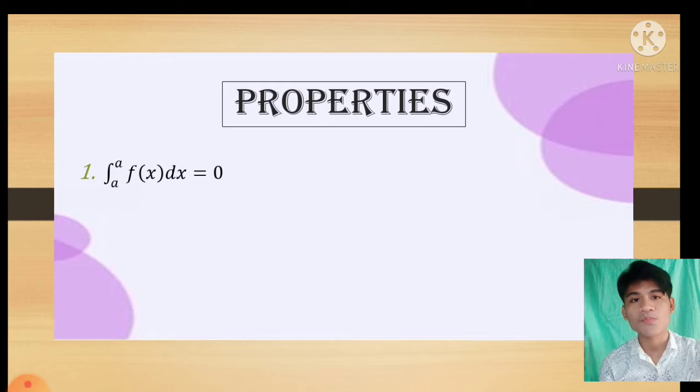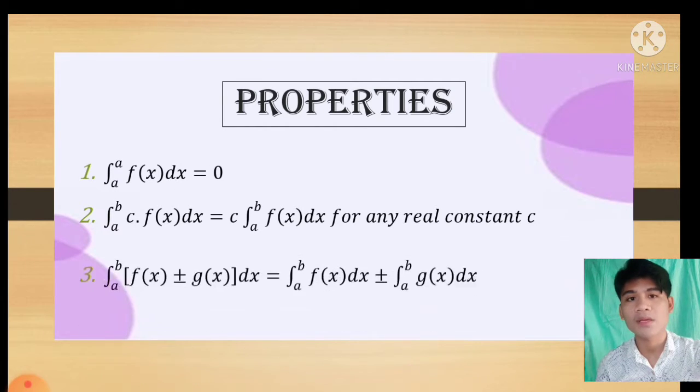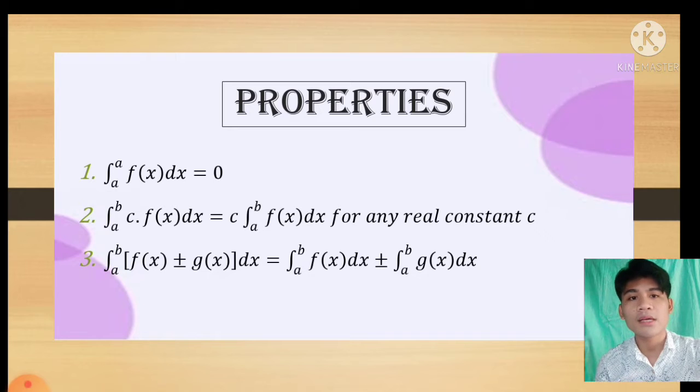So the properties are: first property, the integral of f of x dx from a to a is equal to 0. Number 2, the integral of c f of x dx from a to b is equal to c times the integral of f of x dx from a to b, for any real constant c. Next, the integral of f of x plus or minus g of x dx from a to b is equal to the integral of f of x dx from a to b plus or minus the integral of g of x dx from a to b.